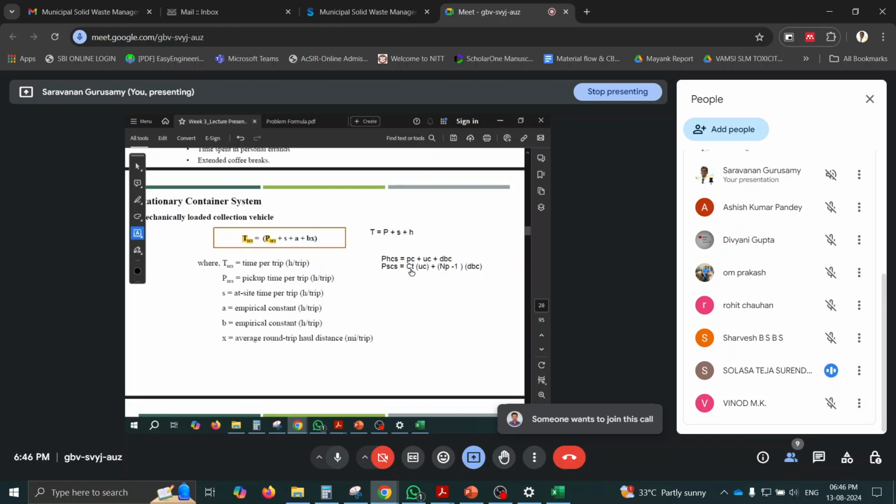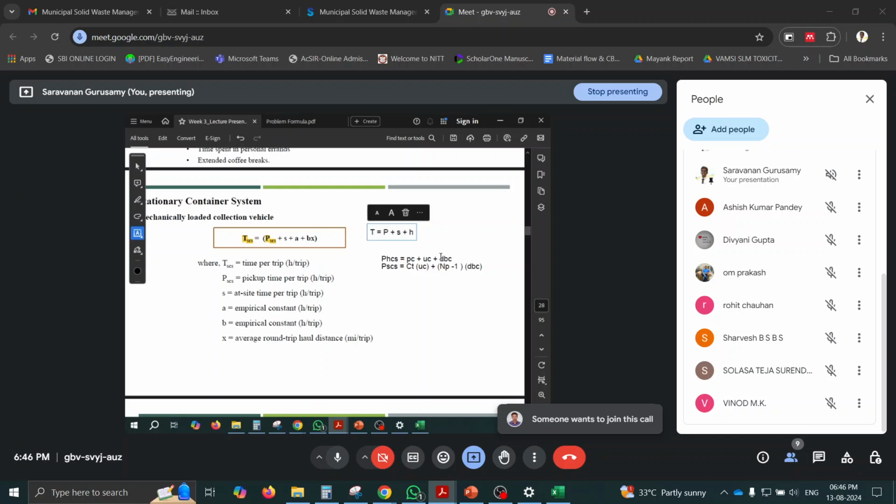Empirical constant, what will it be calculating, sir? Empirical constant in terms of A plus B. That is what we calculated in the rectangular parabola only. That's what the A and B are. This A and B is to calculate H.